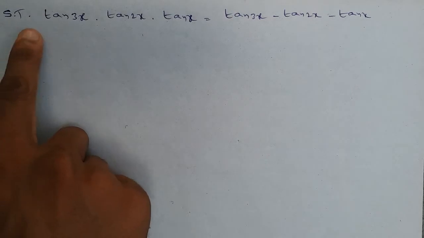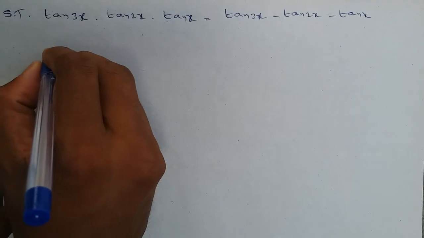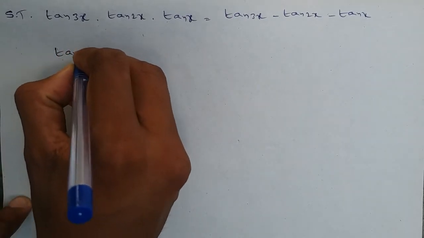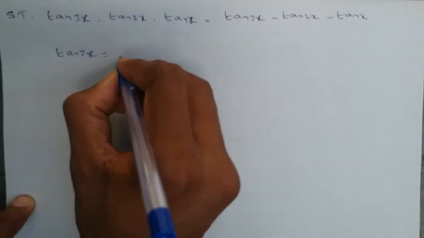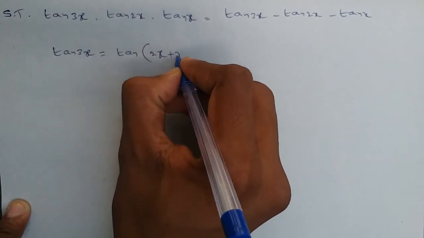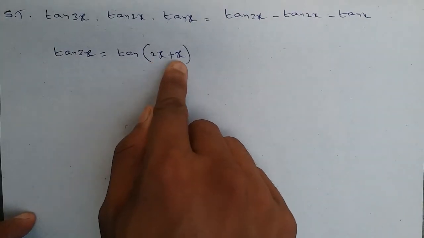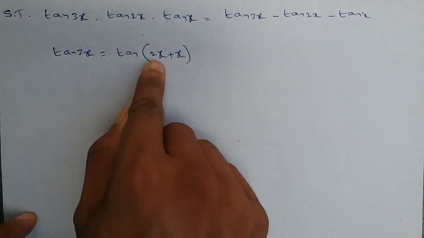Okay, let's look at the next question. Show that tan 3x tan 2x tan x is equal to tan 3x minus tan 2x minus tan x. So what I am doing is taking tan 3x first and writing it as tan of 2x plus x. Now this tan of 2x plus x is in the form of tan of a plus b.